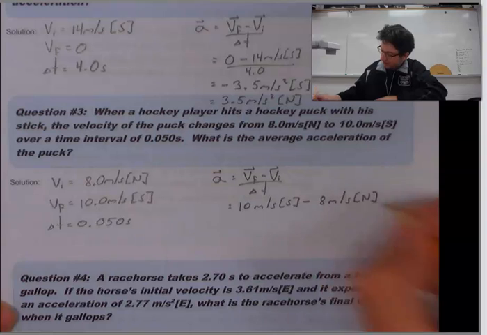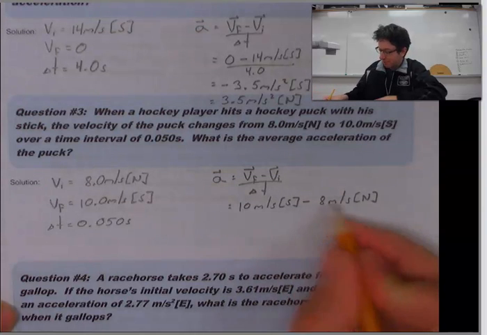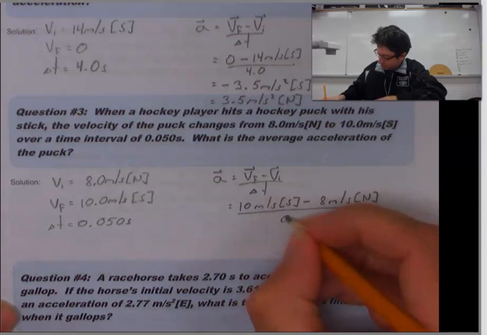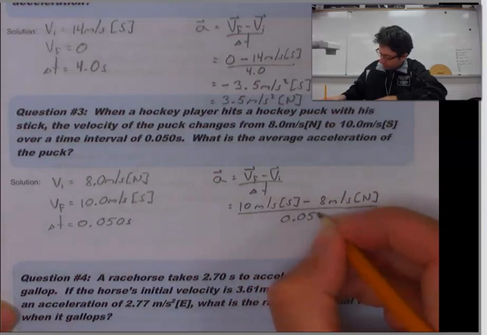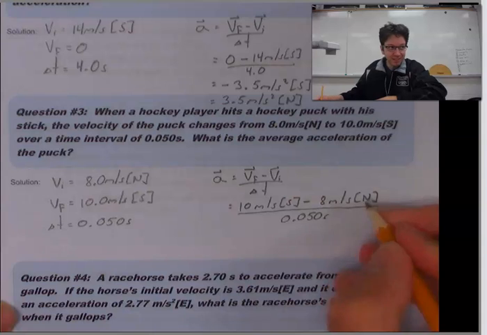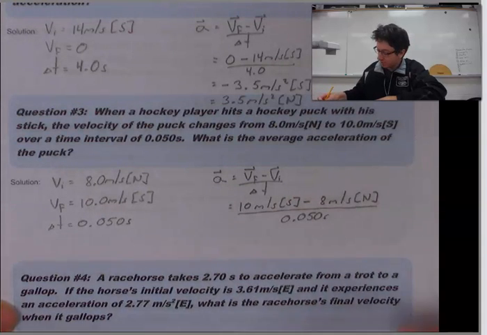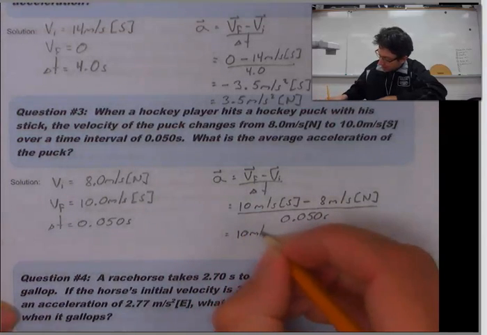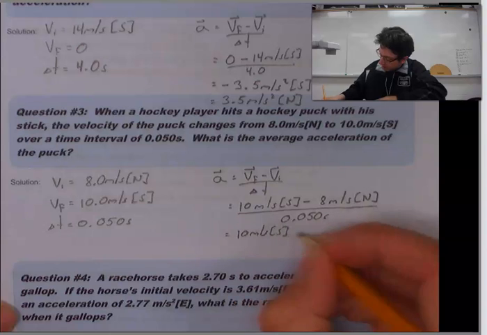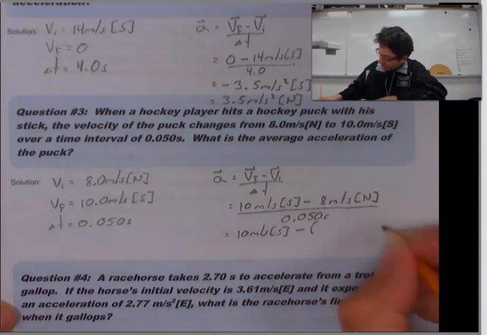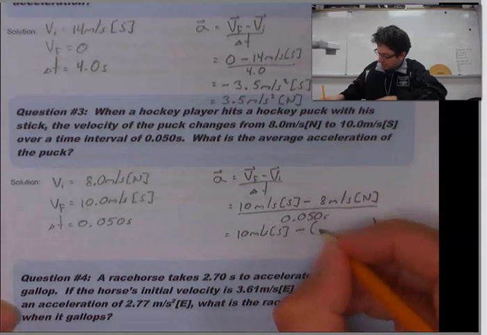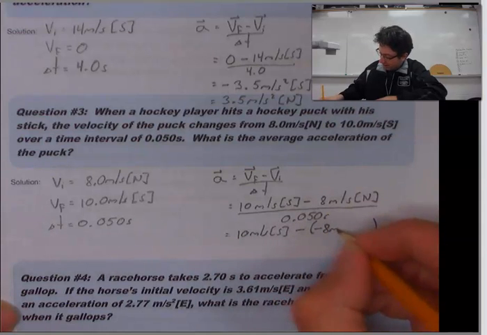We can't do that just yet. We have south minus north. So what we're going to need to do is change north into negative south so that they're both south and we can properly subtract the vectors. So we're going to have 10 meters per second south and subtract, and let's put this in brackets now, 8 north is going to change to negative 8 south.